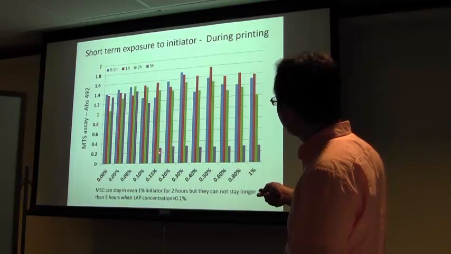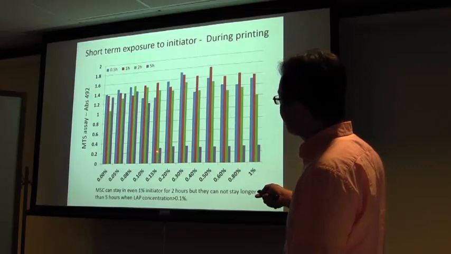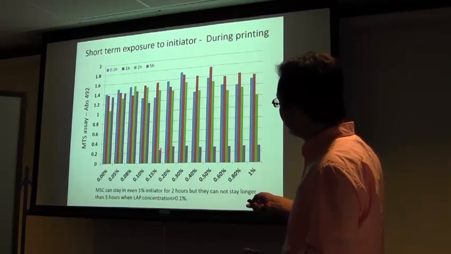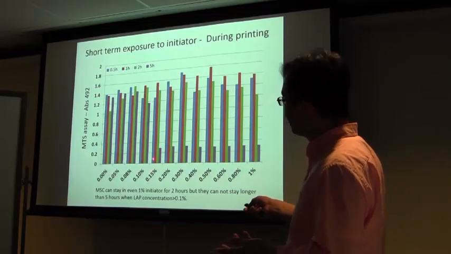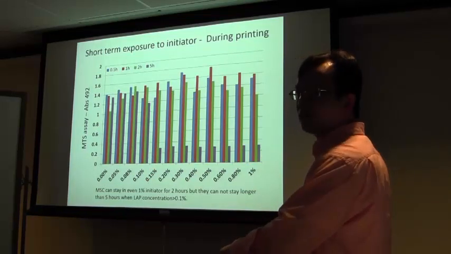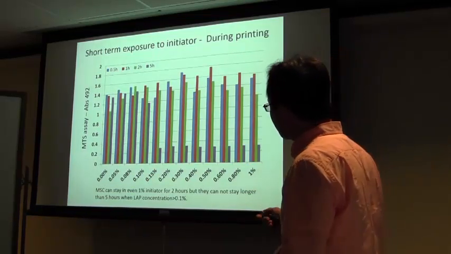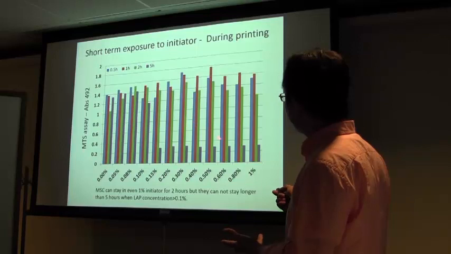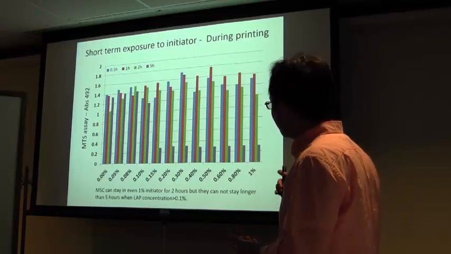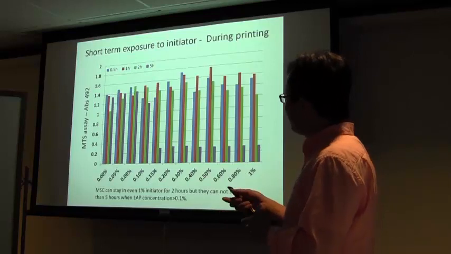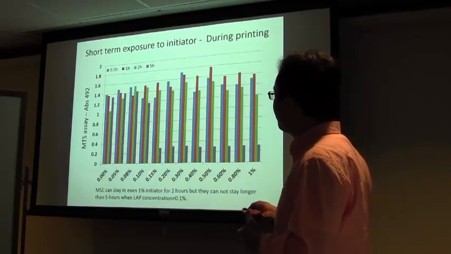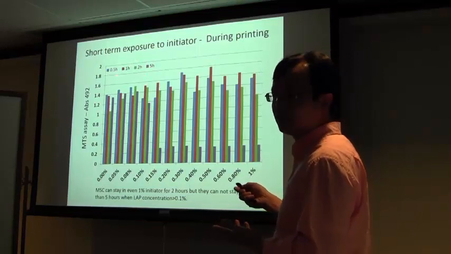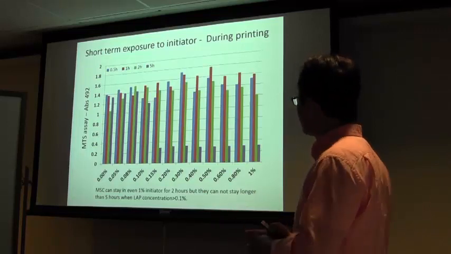If you focus on the purple line, this is the cell culture with the initiator for 5 hours. If the concentration of the initiator is higher than 0.15%, most cells will die. So lower means fewer cells, higher means more cells. But for 2 hours, there's a green line here, and it looks like up to 1%, the cells are okay. So the conclusion here is, if you want to print, it should not be higher than 0.15% for more than 5 hours. Ideally, you should finish a print in 2 hours. That's what they call the short-term exposure toxicity test.